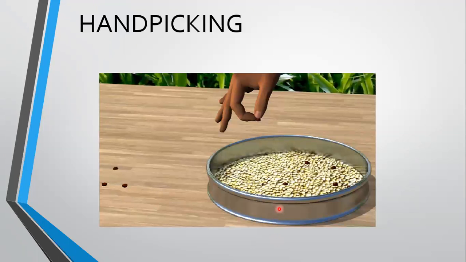Handpicking. Handpicking is the method of separating an unwanted solid impurity from a useful solid by hand. It is commonly used at home to remove small pieces of stone from wheat, pulses, and rice before cooking. This method can be used only when the quantity of the mixture is small or the quantity of undesirable components in the mixture is small, and if there is a visible difference between the components of the mixture.